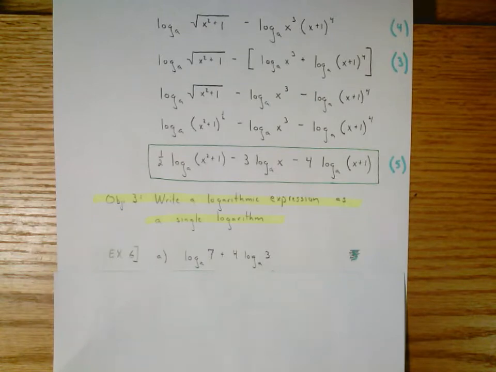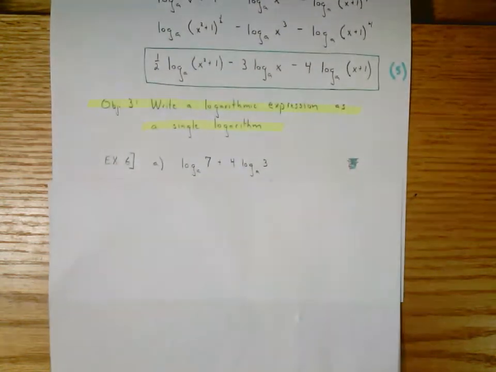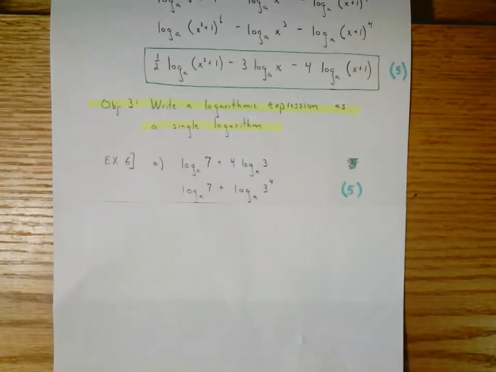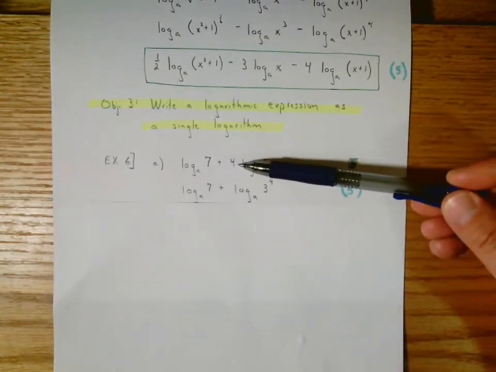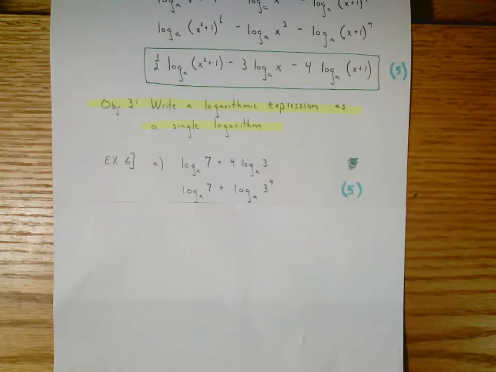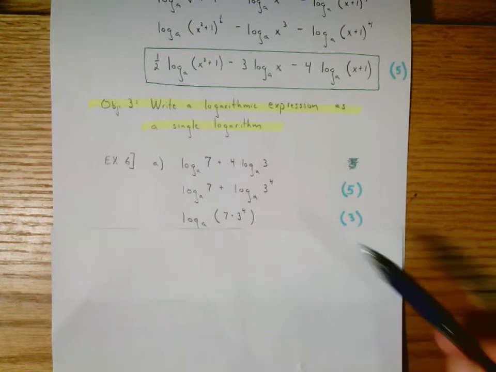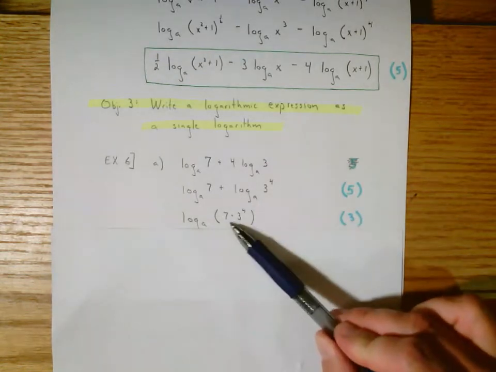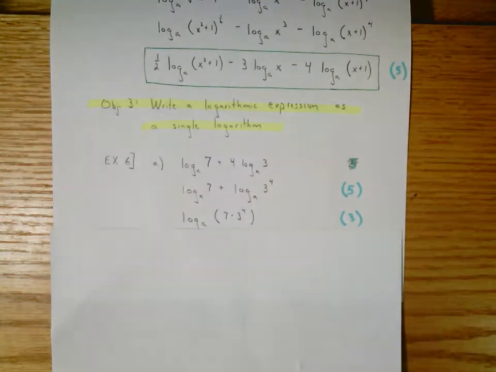Sorry about that. Here we have log base a of 7 plus 4 times log base a of 3. And our goal is to write this as a single logarithmic expression. So I'm going to use that all-important fifth property to rewrite this factor 4 as an exponent on the argument of the logarithm. Then I'm going to use my property that tells me the log of a product is equal to the sum of logarithms to take this sum and write it as the product of these two arguments.